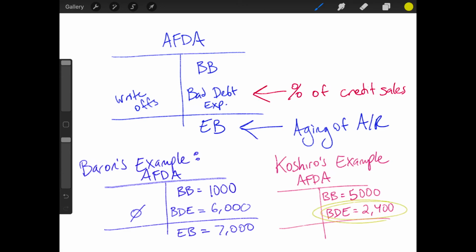So again, with the percentage of credit sales, as we saw in Koshiro's example, you directly calculate bad debt expense, whereas when you're using an aging of your accounts receivable, as in Barron's example, you solve for the ending balance in AFDA and then have to use your beginning balance and any write-offs to solve for your bad debt expense indirectly. So hopefully you found this helpful and keep it in mind when solving uncollectible account questions.